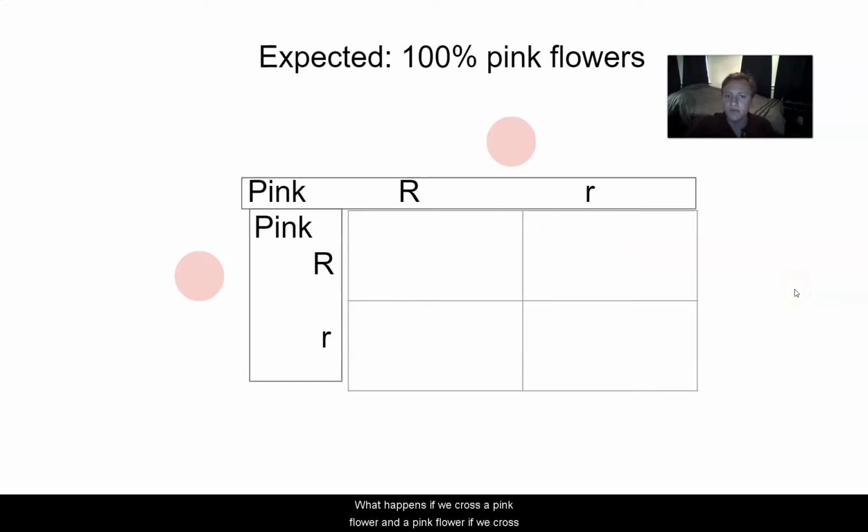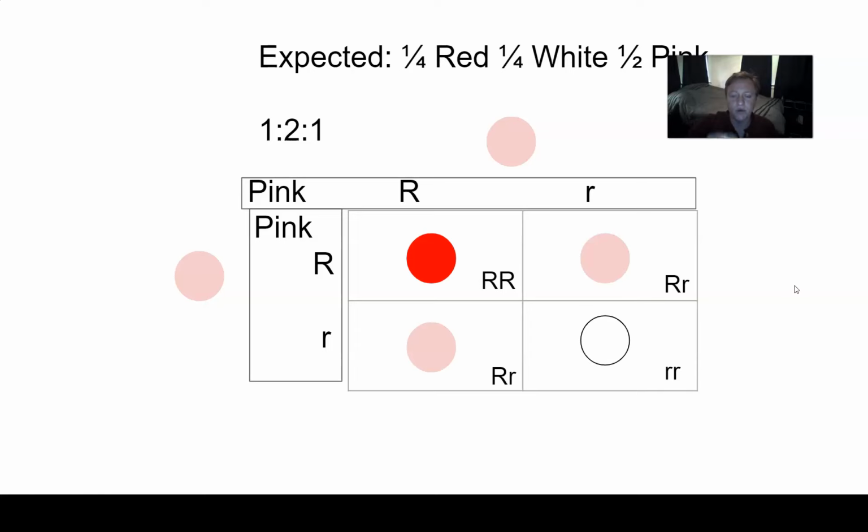But what happens if we cross a pink flower and a pink flower, if we cross two heterozygous individuals? Well, we wind up with this 1 to 2 to 1, or 1/4 to 1/4 to 1/2 ratio, because we wind up with homozygous dominant red here, heterozygous pink here, and homozygous recessive white here. So again, 1 to 2 to 1.